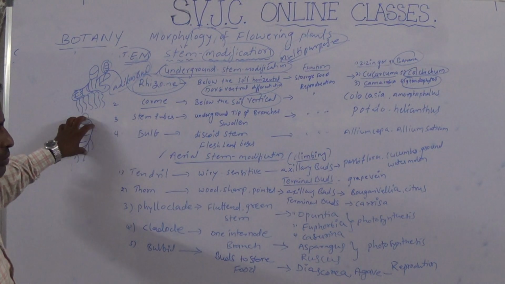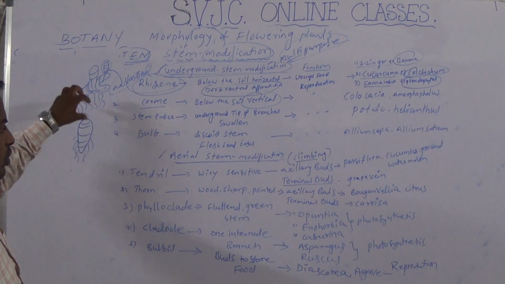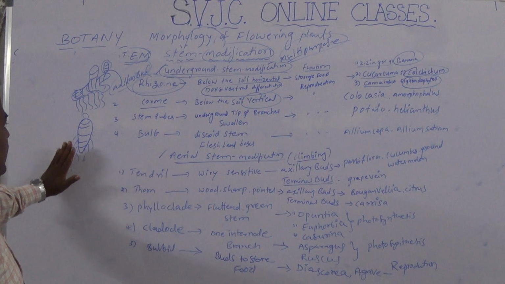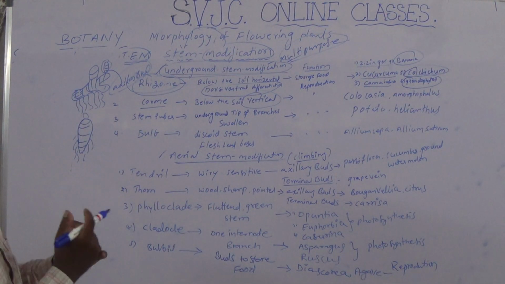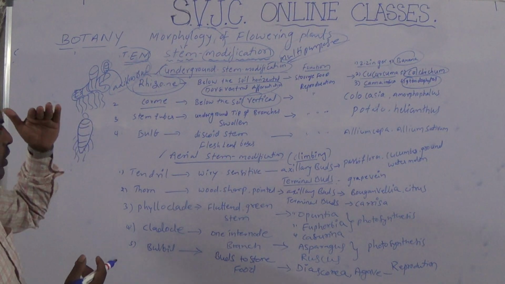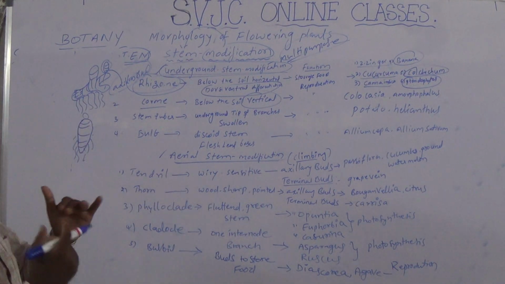Now this is the corm. It grows below the soil vertically. And what is the differentiation between the rhizome and corm? So it is very important, students. Rhizome grows horizontally and corm grows vertically.